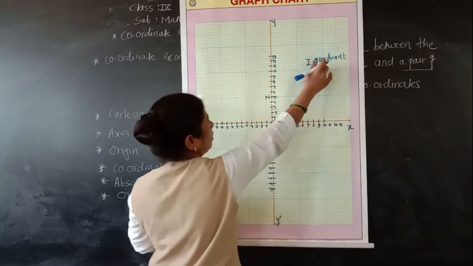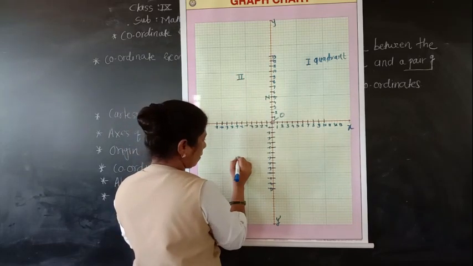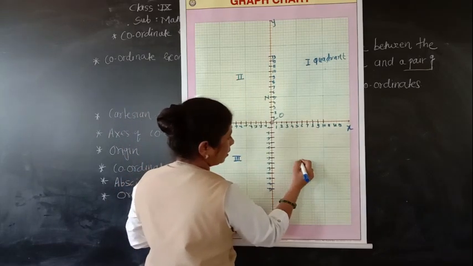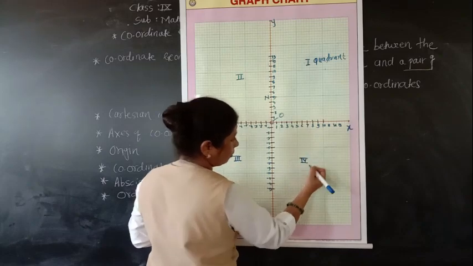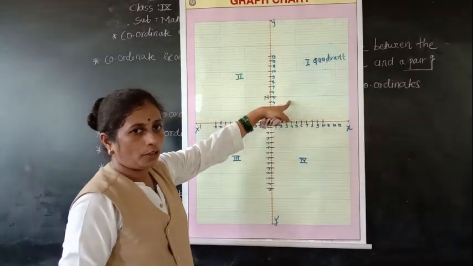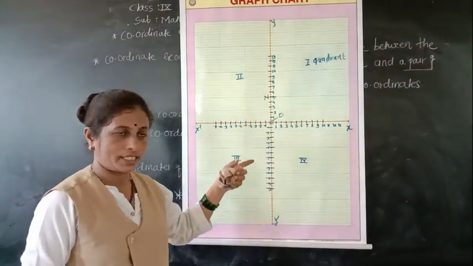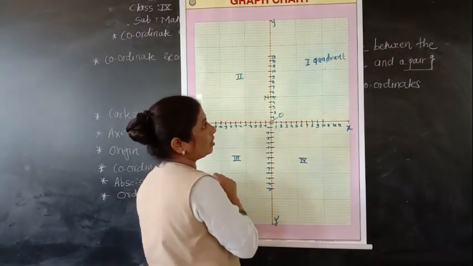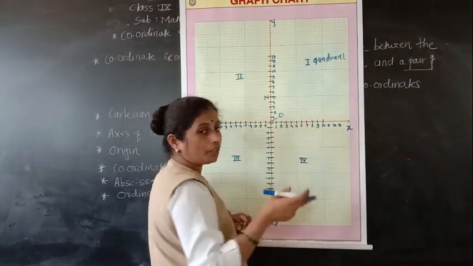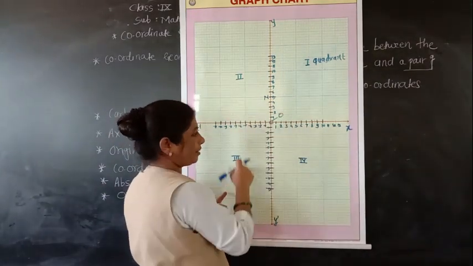This is the first quadrant. This is your second quadrant, third quadrant, and this is your fourth quadrant. Understood? So a quadrant is one-fourth part of a plane which is divided by the coordinate axes. Every time we have to locate a point in any quadrant, first, second, third, or fourth.